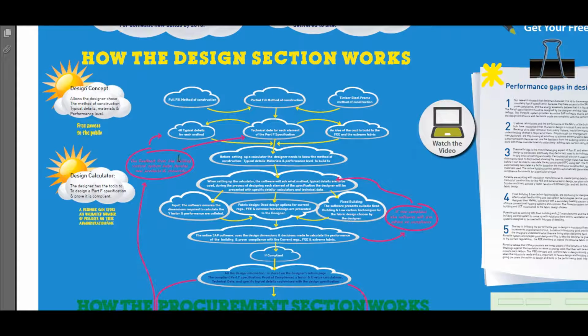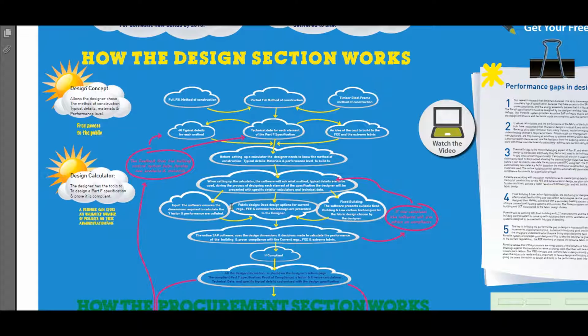A member of the website can design and store an unlimited number of projects on their administration page for an annual charge of £200. The calculator will require the method of construction, typical details and materials to be used. The software will present the appropriate U value and Y factor calculators, technical data and typical details during the design process. The input section of the design calculator ensures the designer collates all the dimensions required to calculate the thermal bridge and performance of the building.